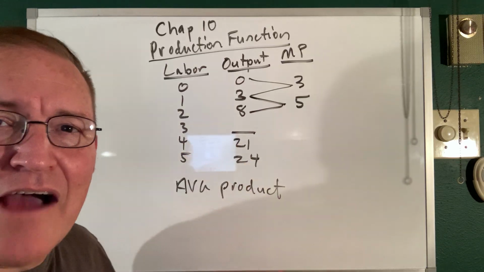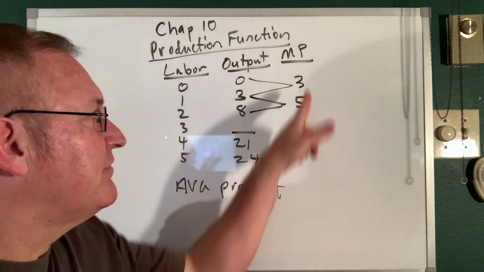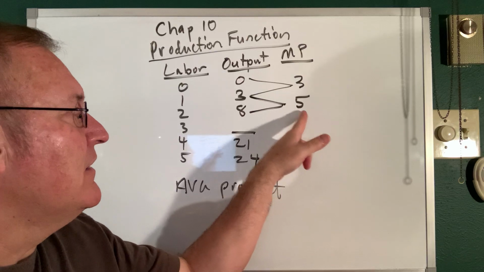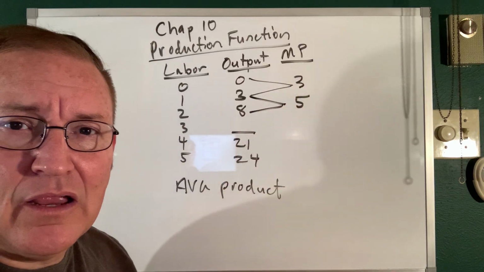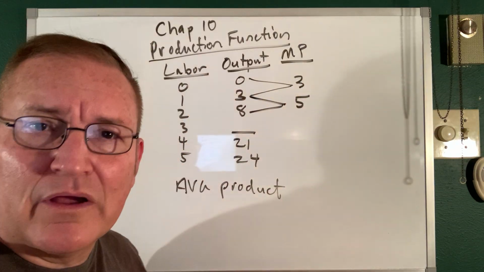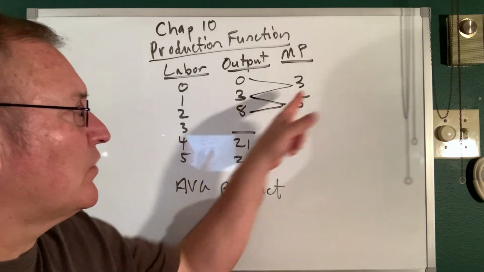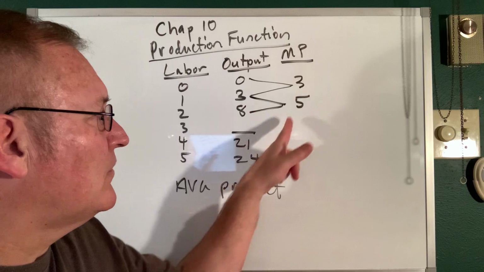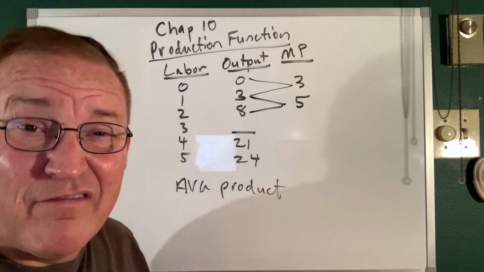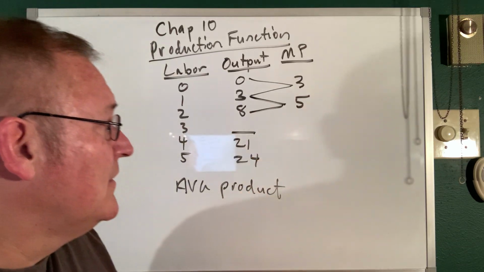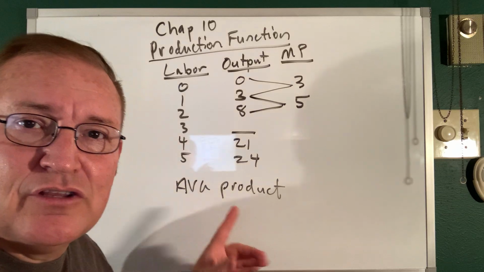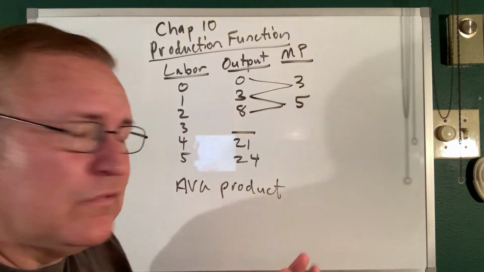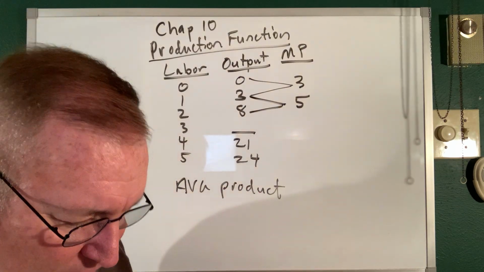But notice how the average product is different than the marginal product. We know that the first worker can bang out 3. Let's say this is a lawn mowing business, okay? So my first worker can mow 3 lawns in a day, but my second worker can mow 5 lawns in a day, right? But on average, they mow 4 lawns a day, okay?